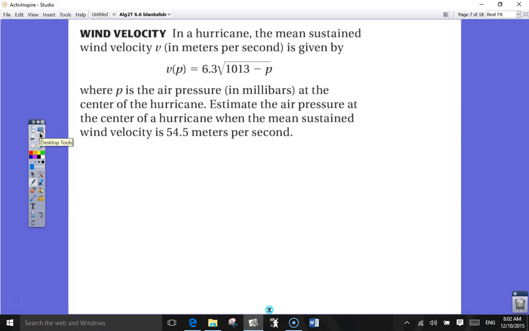Right. So I don't always do the word problems, but it's kind of a weather one, so I had to do it. In a hurricane, the mean sustained wind velocity is given by V of P equals 6.3 times the square root of 1013 minus P, where P is the air pressure in millibars at the center of the hurricane. Estimate the air pressure at the center of the hurricane when the mean sustained wind velocity is 54.5. What are we supposed to do with that 54.5?